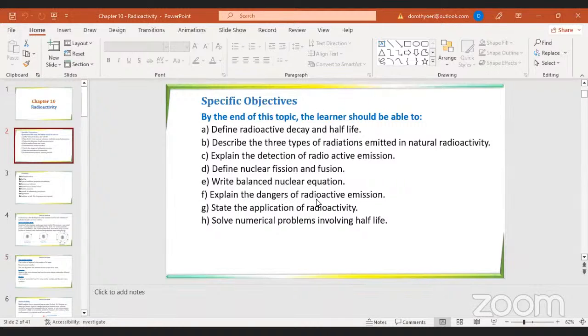Objectives of the topic. We'll define radioactivity, decay, and half-life. Describe the 3 types of radiations emitted, how they are detected, so explain the detection. What you're supposed to do is define also nuclear fission and fusion, write balanced nuclear equations, explain the dangers of radioactive emission, state applications, and then solve a few numerical problems.